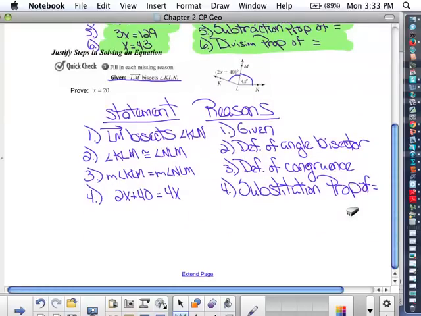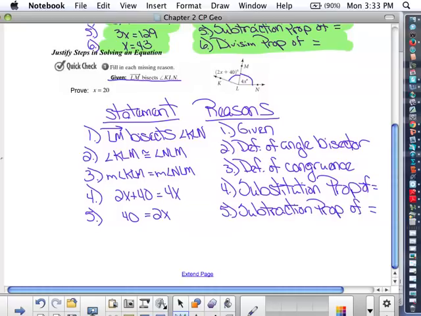So now we're going to take a look at what we would do with the algebra. I have 2x plus 40 equals 4x. I'm solving for x, so I'm going to subtract the 2x from both sides. So 40 is equal to 2x. What did I use? I used the subtraction property of equality.